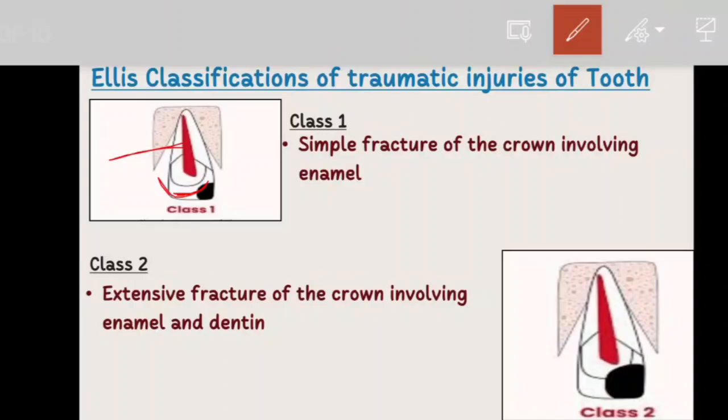Now class 2nd is enamel and dentine fracture, that is extensive fracture of the crown involving enamel and dentine. Here the fracture goes deeper. You can see a black or dark area which represents exposed dentine, but the red pulp is still covered. So here key point is dentine exposure is present, pulp is not exposed, so patient may feel sensitivity.